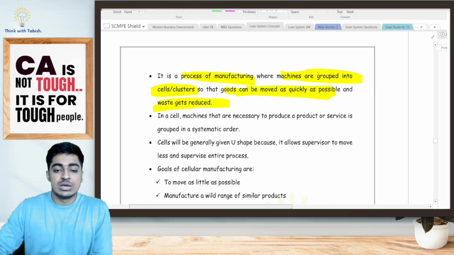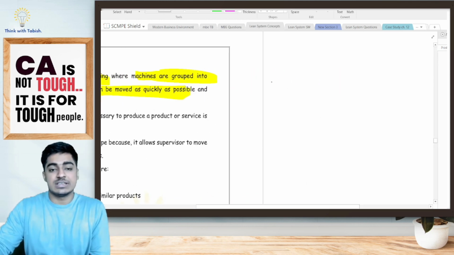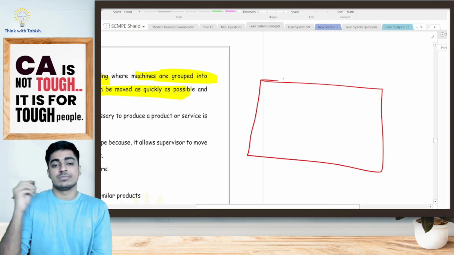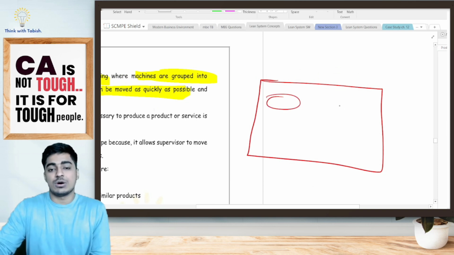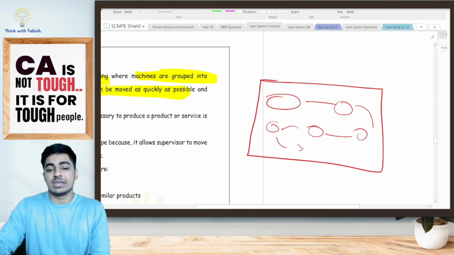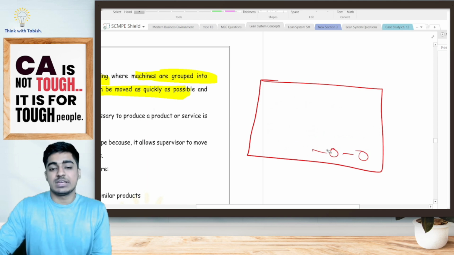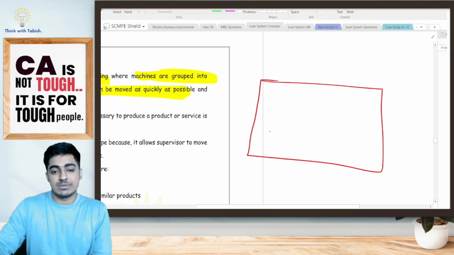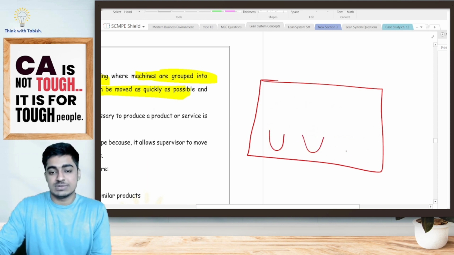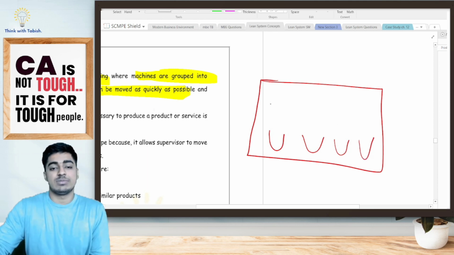So for that, we are bifurcating our complete manufacturing process in the form of cells. Say for example, this is our factory layout. Previously, all machines were there one by one, kept in some random order. Now they are going to bifurcate it in the form of cells. Say for example, here we have U-shaped cells. Again, here we will be having cells.